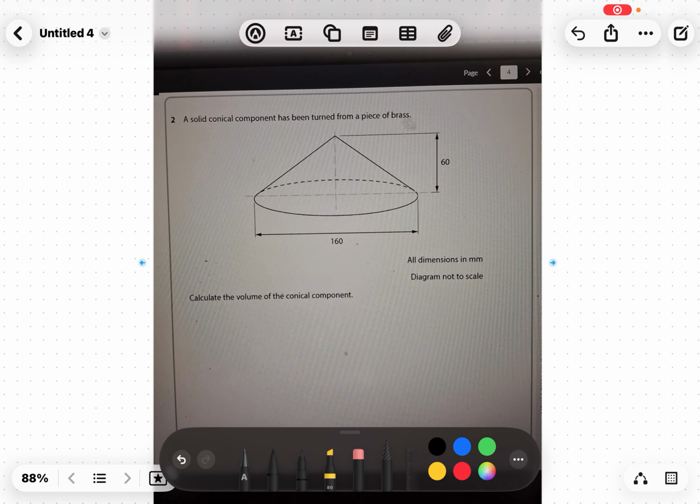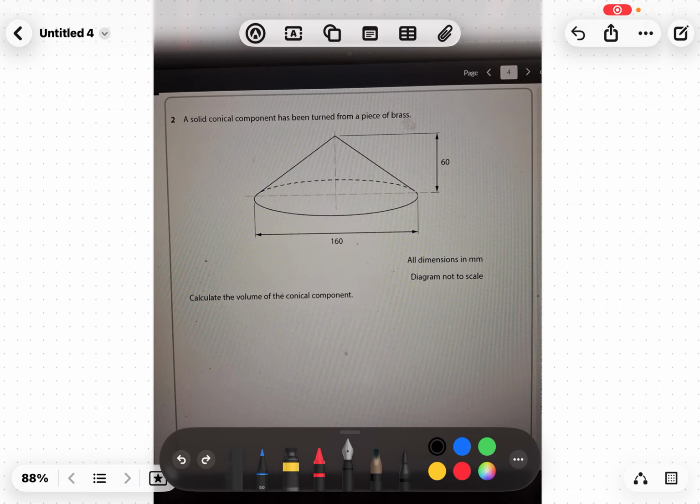So here's the question. This exam was super easy, even for my 1 IQ brain. Okay, let's go. And basically, calculate the volume of the conical component.